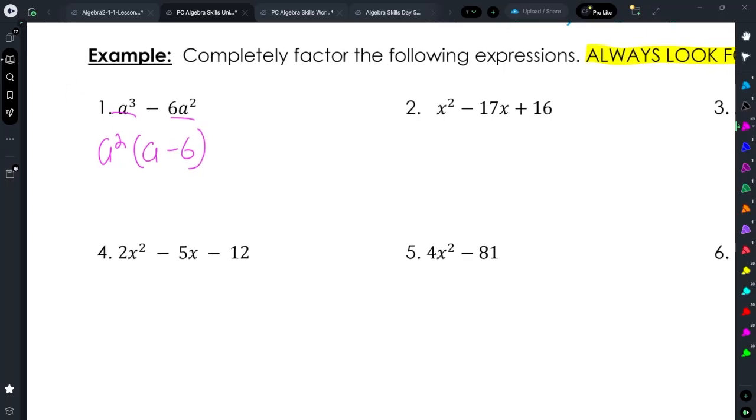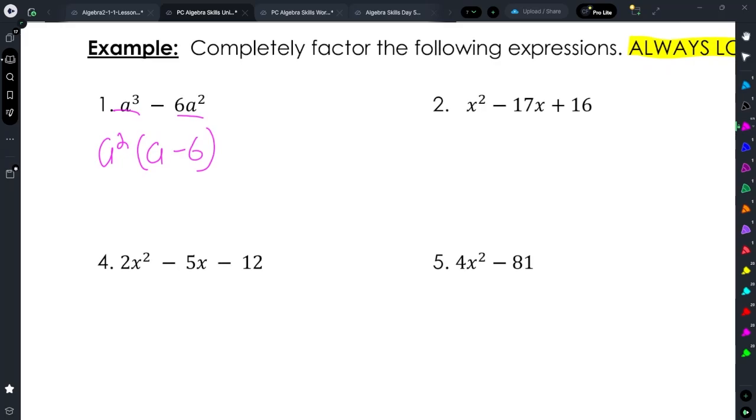Now, if you ever want to check if you factored anything correctly, like GCFs or just any trinomial, you can always distribute back in and say, okay, a squared times a is a to the third. A squared times 6 is 6a squared, and that's exactly what we got up here. You don't always have to do that, but it's just something you can do real quick to make sure you did this GCF factoring correct.